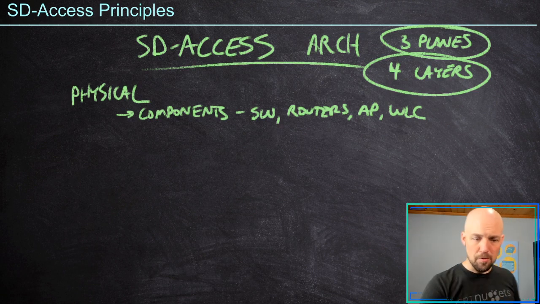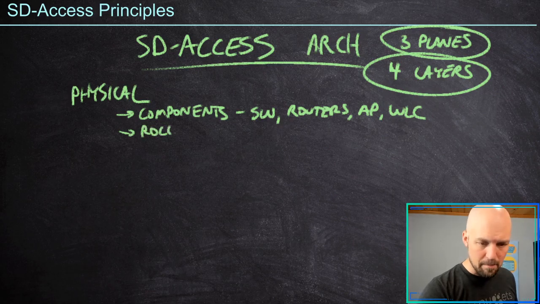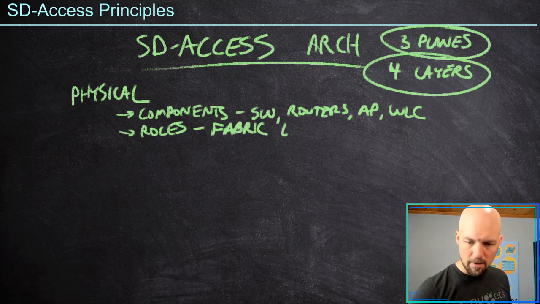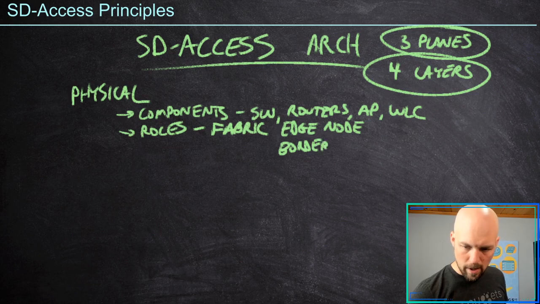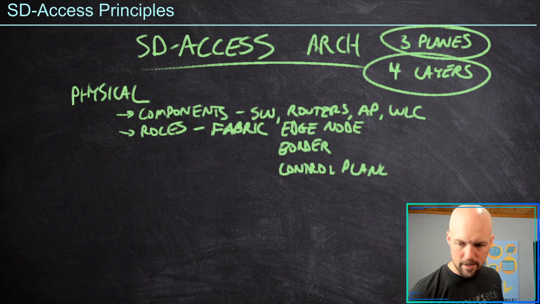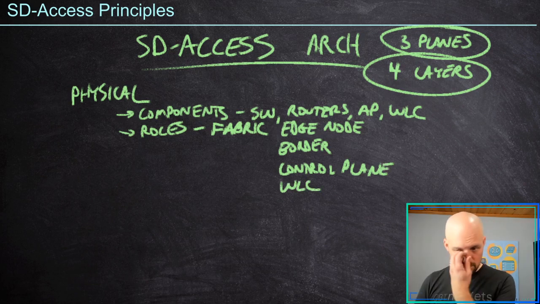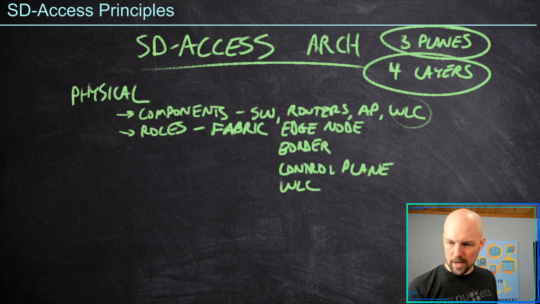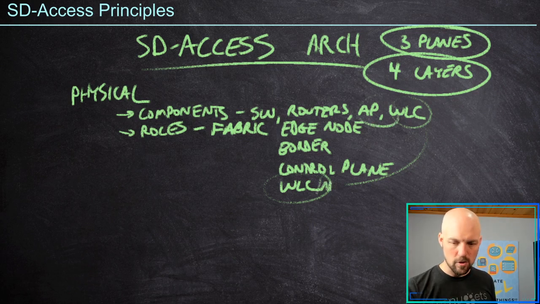We've got several different roles that these devices can play. Our different roles are going to be a fabric edge node. I'll abbreviate these. A fabric edge node is one option. We have a fabric border node. We have a fabric control plane node, and we have a fabric wireless LAN controller. Clearly wireless LAN controllers are always going to be a wireless LAN controller, and technically that would include the access points as part of that, so wireless LAN controllers slash access points.